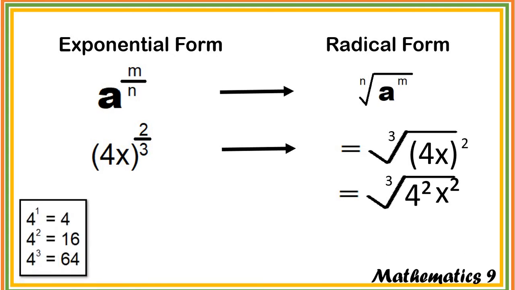Next is 4 squared is also equal to 16. Okay, so 4 squared is 16, then x squared. So our final answer is cube root of 16 x squared.